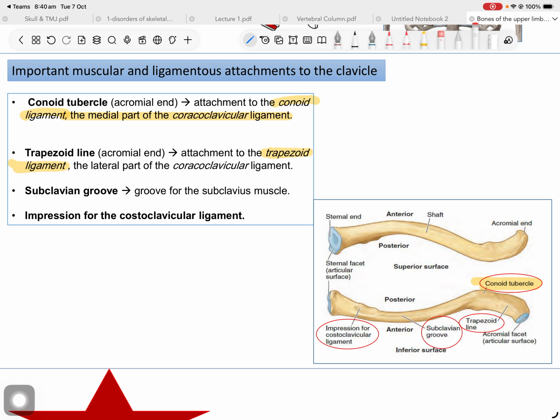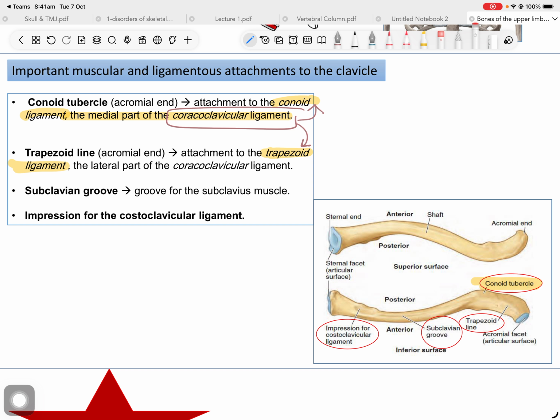Okay? So, I have a large ligament. We call it coracoclavicular ligament. It attaches between the coracoid process and the clavicle. It has two parts. First one, I call it conoid ligament, which is attached to the conoid tubercle. Then I have the trapezoid ligament, which is attached to the trapezoid line. Okay? Both of them are located on the lateral end of the clavicle.